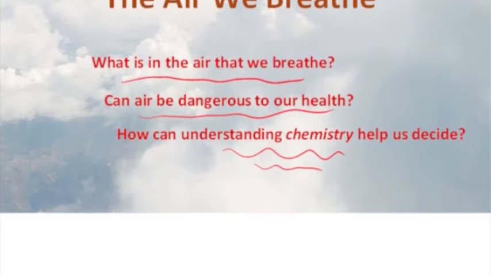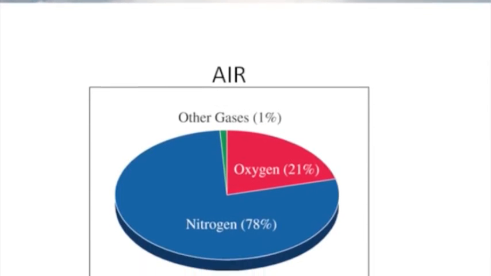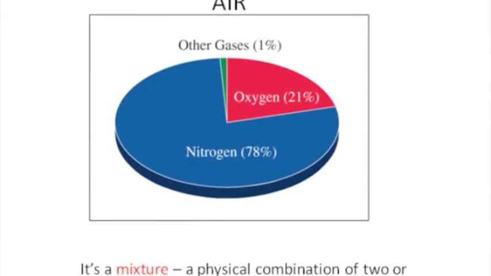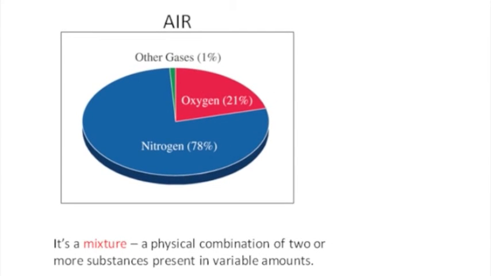The first thing that you may or may not know is that air is a mixture. Okay, and a mixture is defined as a physical combination of two or more substances present in variable amounts. However, in general, we can estimate what the major components of air are.